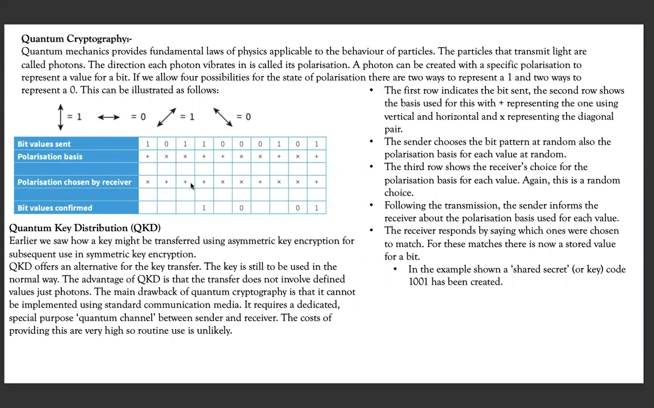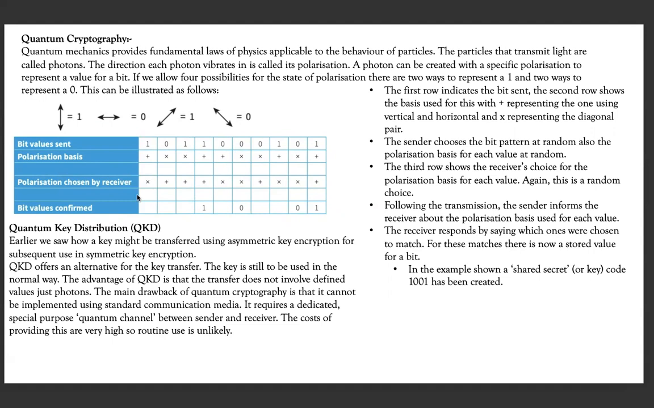The third row shows this one right here: the receiver's choice for the polarization. So again, this is random. As mentioned before, these filters are chosen by the receiver at random. Following the transmission, the sender informs the receiver.